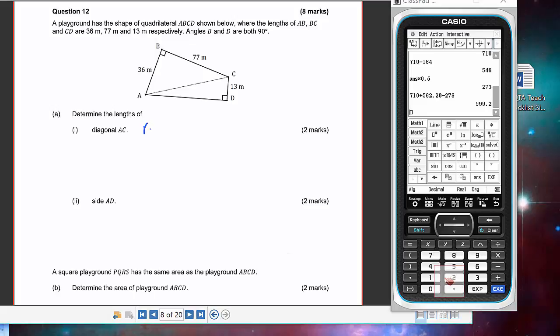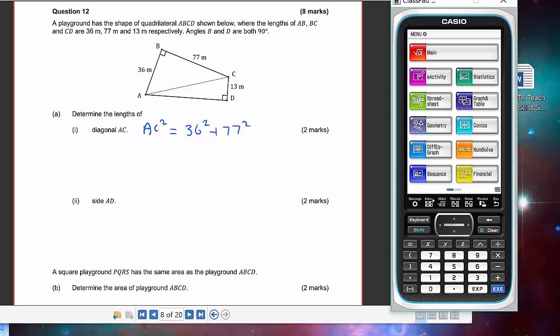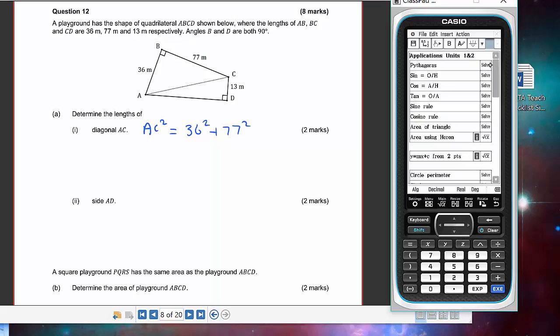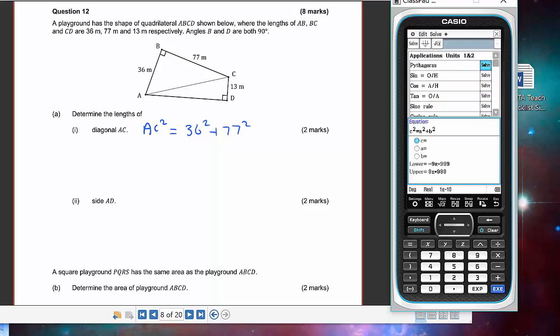Now what I would do is write down that AC squared, AC is the hypotenuse here, is 36 squared plus 77 squared. But then, once I've got that down, I would go and use the activity. Here we go, here's Pythagoras. And look at the formula here.